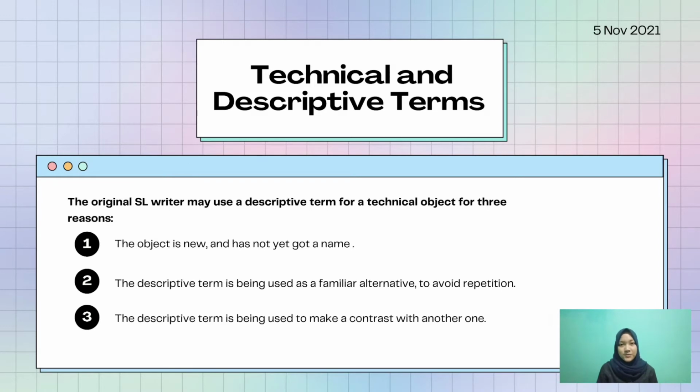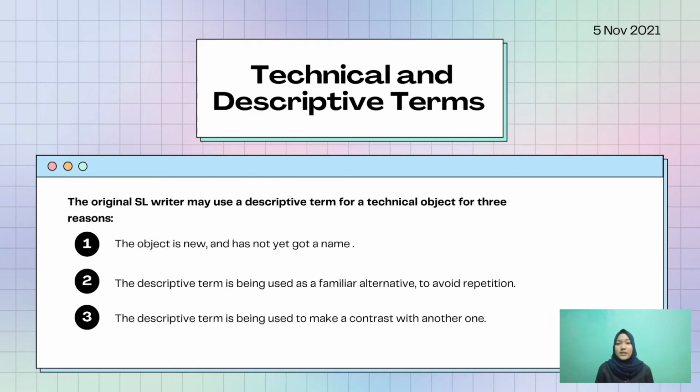Technical and descriptive terms. The original SL writer may use a descriptive term for a technical object for three reasons. The first is the object is new and has not yet got a name. The second is the descriptive term is being used as a familiar alternative to avoid repetition. The third is the descriptive term is being used to make a contrast with another one.